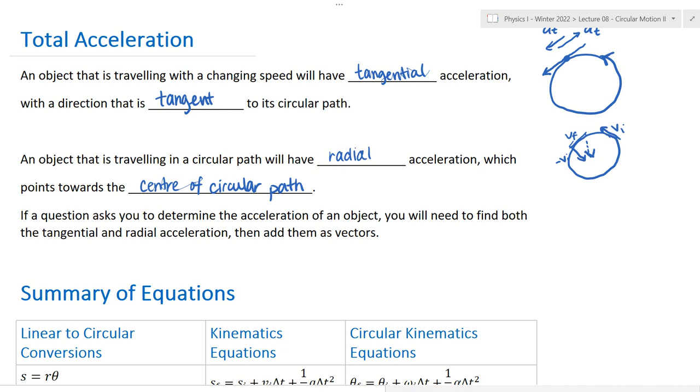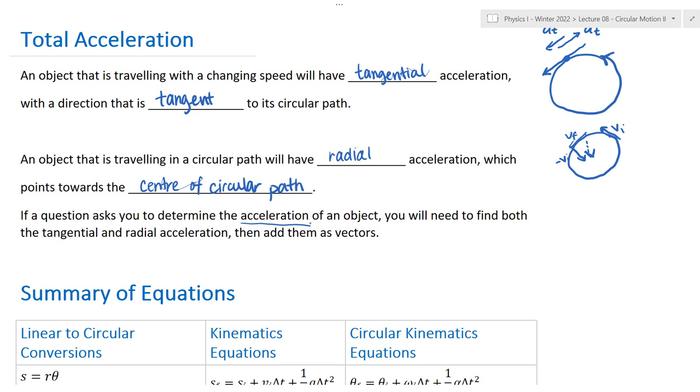If a question asks you to determine the acceleration of an object, and it doesn't say which type, you have to find both the tangential and the radial acceleration and then add them together as vectors. If you have a question that asks for acceleration, you have to ask yourself two questions. First, is the object's speed changing? If so, it's going to have tangential acceleration. You can use one of the kinematic equations to figure out what the tangential acceleration is, because all those A's that you see in the kinematic equations refer to tangential accelerations.